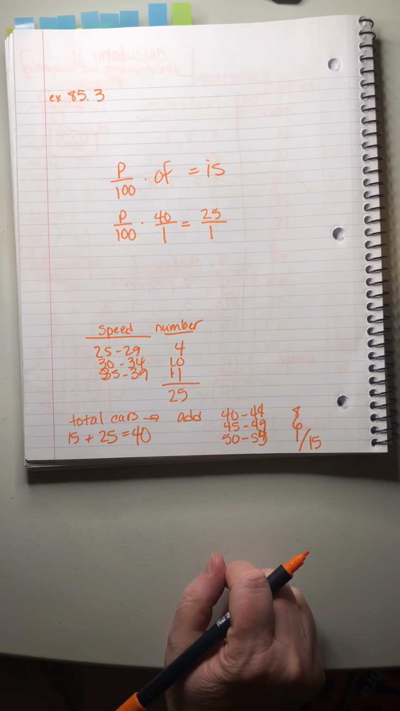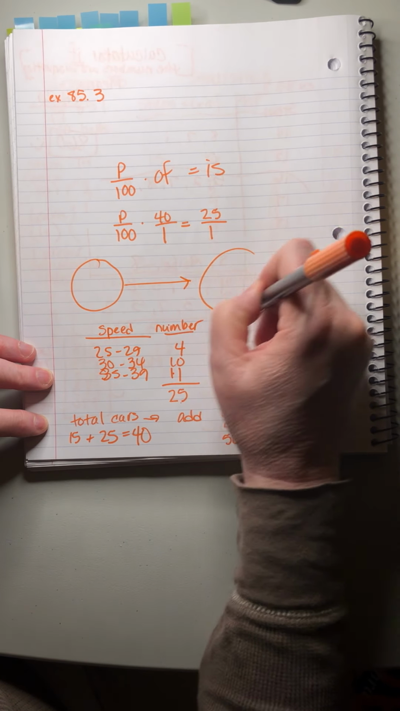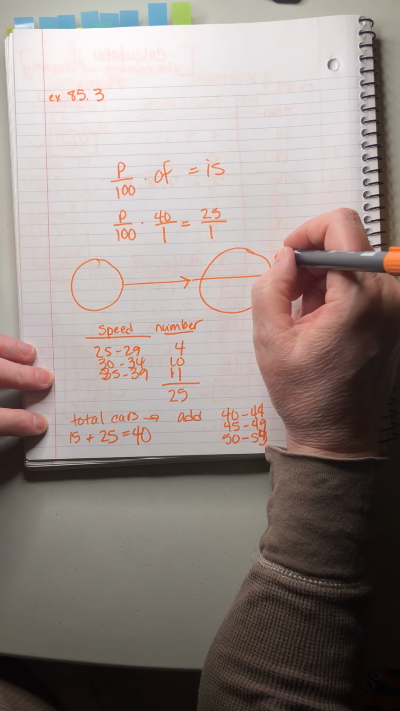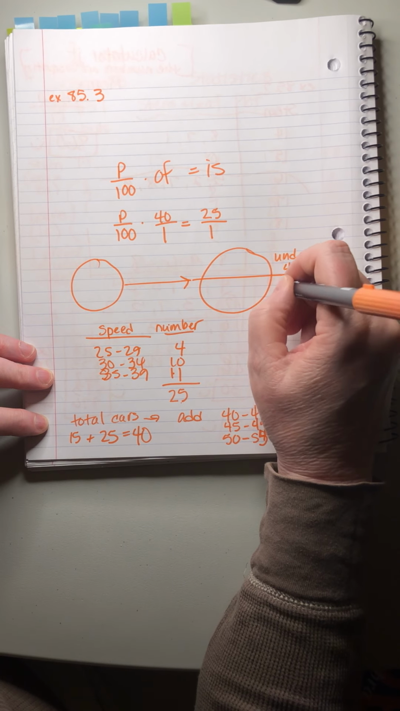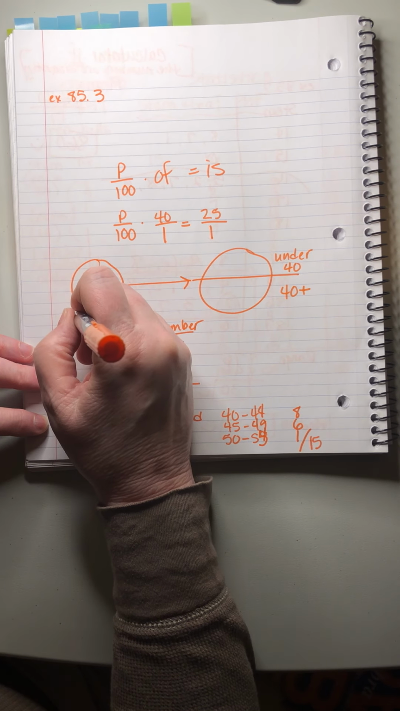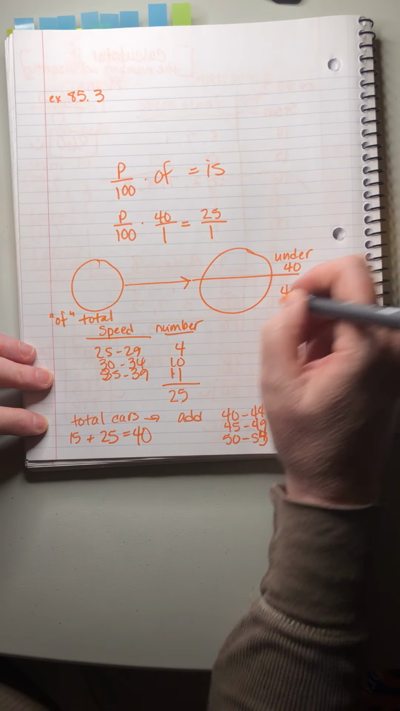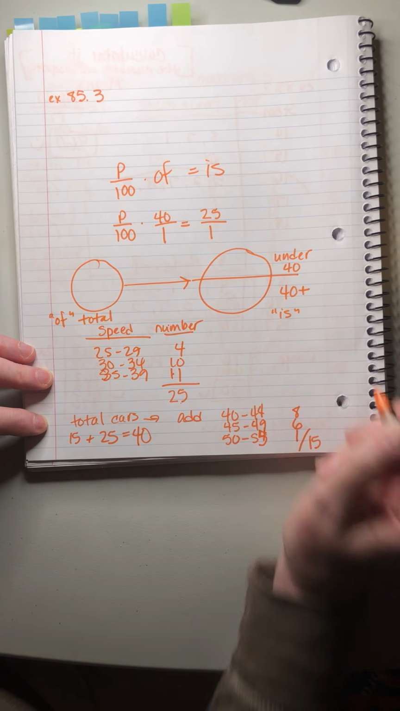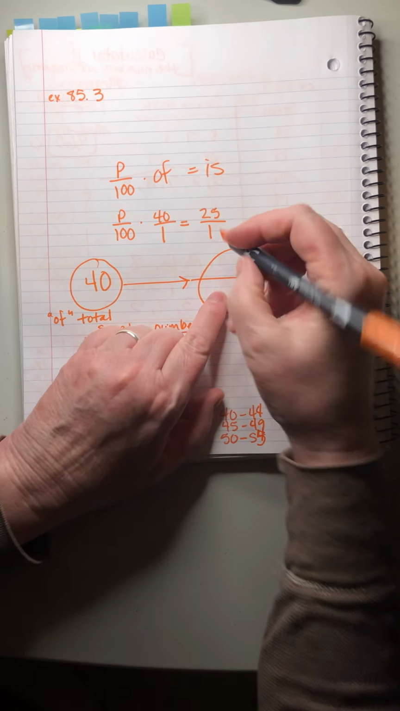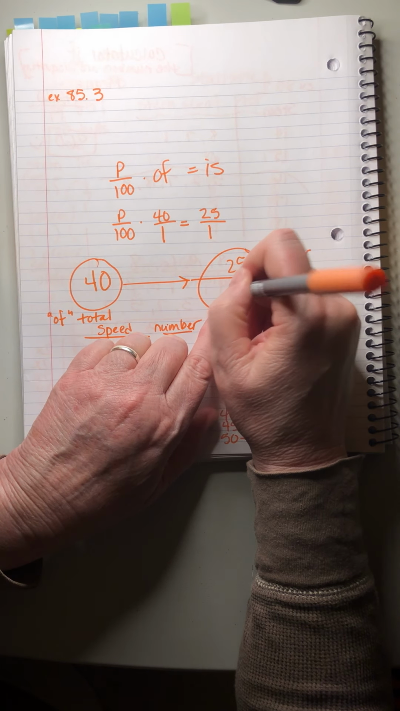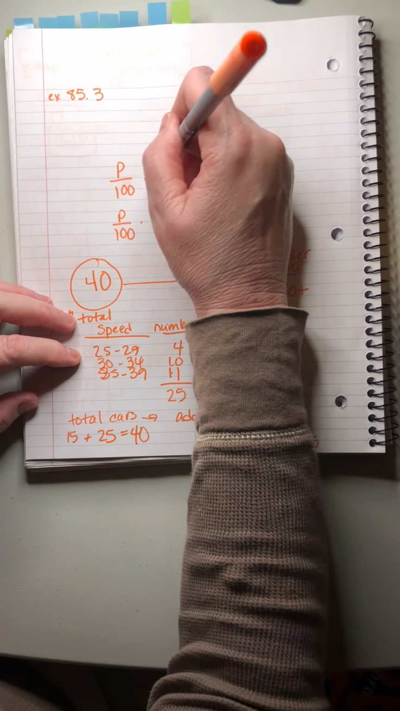Make sense? Okay, and then we could draw the picture. This was under 40 miles per hour, and this was the 40 plus. This is the total group, also known as the "of." These are the special groups, also known as the "is." We know that the total group is 40. So what we're trying to figure out, we know this is 25, and we know this is 15, but we need to know the percentages. So there's our calculation. There's our formula.